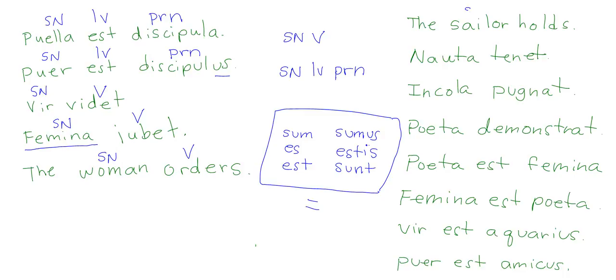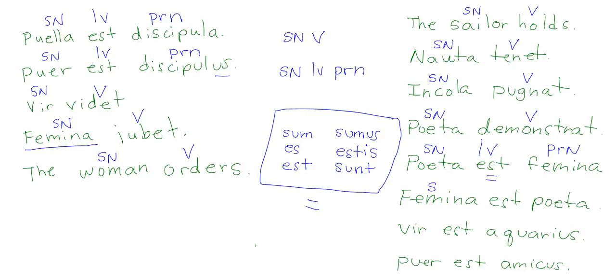All right, sailor, subject, noun, holds, verb. And here it is in Latin. Nauta, subject, noun, holds, verb. Incola, subject, noun. What's incola doing? Pugnat, verb. Poeta, subject, noun. Demonstrat, our verb. Poeta, subject, noun. Est, that's our little equal sign. It's a linking verb. Poeta est femina, predicate nominative, predicate noun.